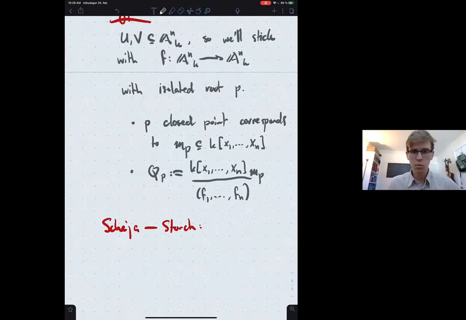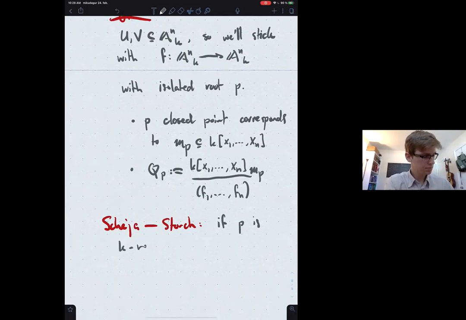And we'll come back to their more general approach, but for now I'm just going to say how you would use what Scheja and Storch talk about to do computations for the local degree. So if P is K-rational, then this maximal ideal corresponding to P, M_P, is generated by linear forms.